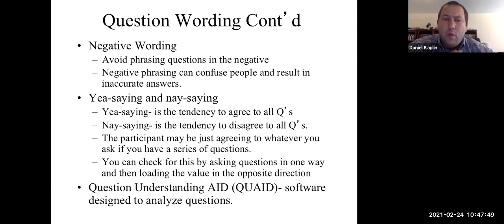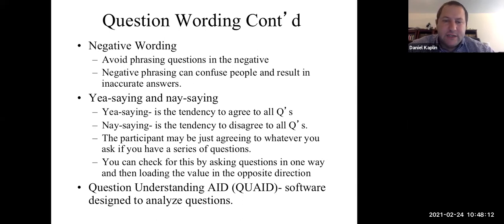So one way to identify yay saying and nay saying is to phrase questions in the opposite direction. You have to make sure you score them through reverse coding, right? Another way to determine yay saying and nay saying is what we call validity checks.